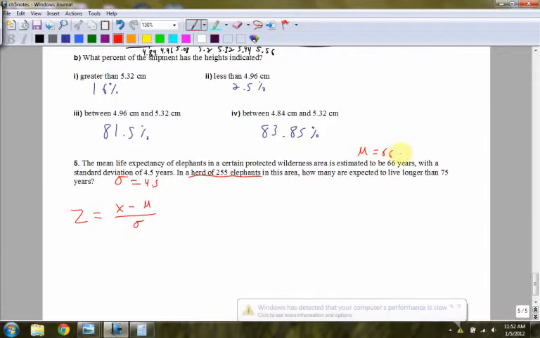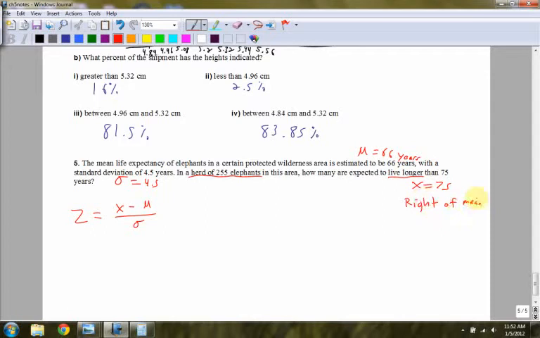Well, since mu is in years, then x has to be in years. You can't change it to different types of data. It's all got to stay the same type of data. So that means my 75 is actually equal to my x. Another thing is it says live longer. So that means we're going to be looking to the right of the mean. Okay, to the right of the mean.